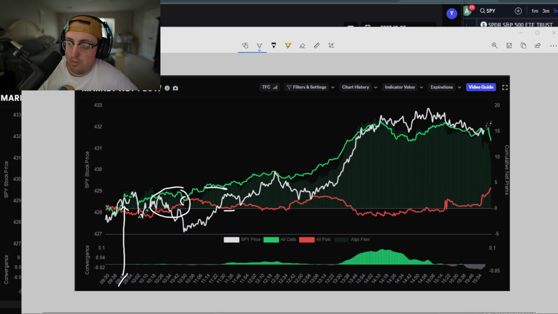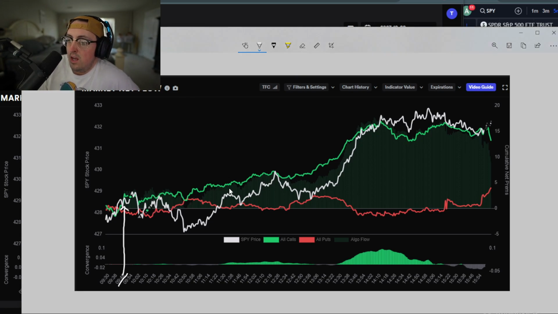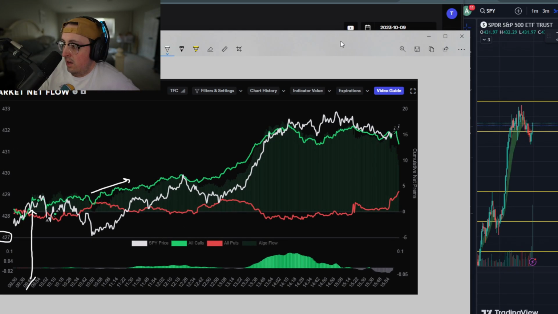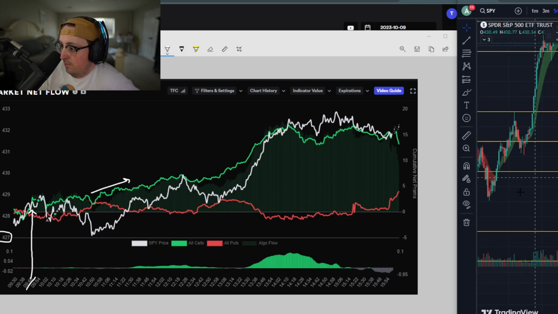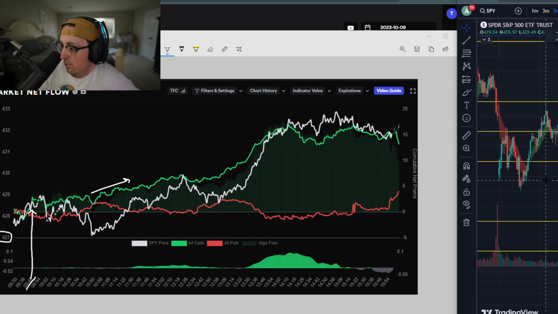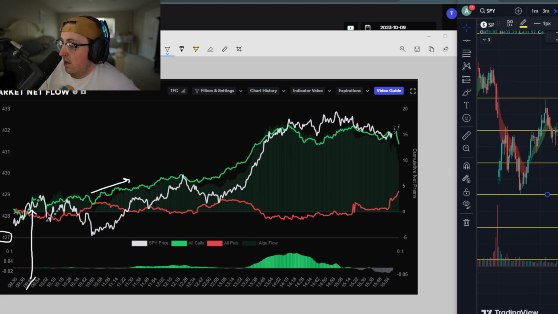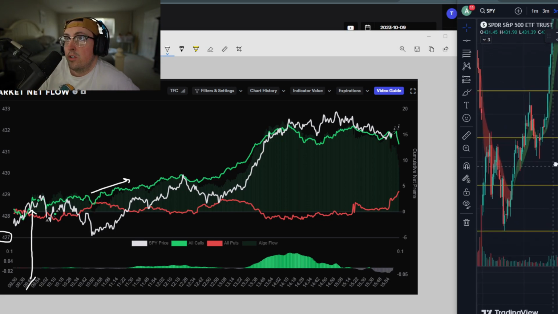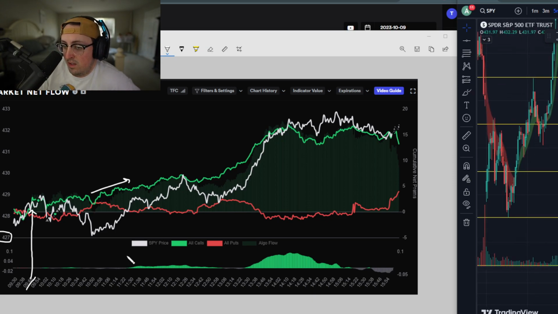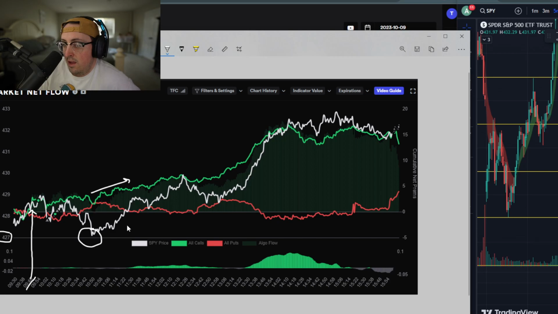So step 3 is just to find an entry. If we want to give an example for today's entry, let me delete all these writings here. Today's entry was really good because I saw call flow heading up like this, and then we kind of went down and tested this 427 level, and you can see it here on the chart a little bit better. Let me draw a line at 427 because it's not there. There's 427. Let me make sure you guys can see that. So there's the 427, and that was roughly around this area on SPY.